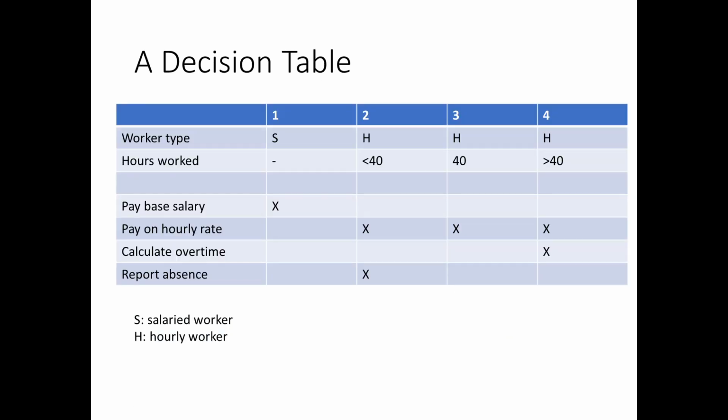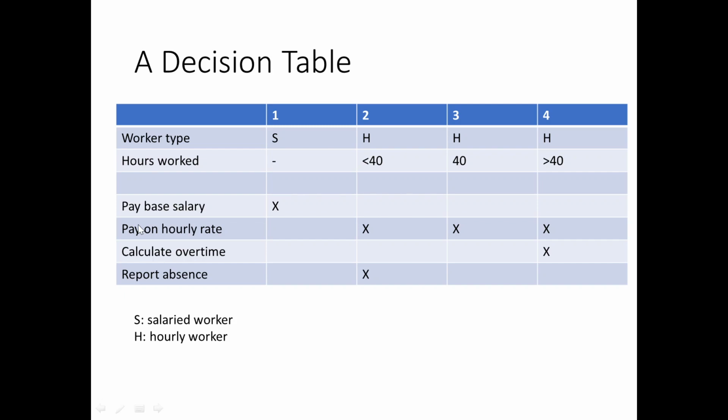This shows an example of decision table. It shows the decision made regarding weekly payment for workers. We have this condition part. There are two conditions. The first one is regarding the type of worker. And there are two types of workers. So this S stands for salaried worker. And this H stands for hourly worker. The second condition is regarding how many hours the worker worked during a week.